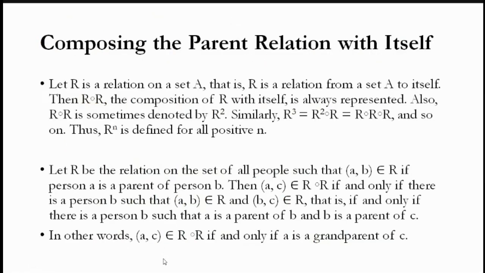Now we have seen two different sets. What is the case if this is the same set? Previously we have seen A cross A when belonging to the same set. We have seen A cross B and many other things, and also we have seen the same sets. Now we are going to see the same set, composing the parent relation with itself. Let R be a relation on a set A, that is, capital R is a relation from a set A to itself. That means the same relation to itself. The composition of R with itself is always represented like this. Also, R composition R is sometimes denoted by R square.